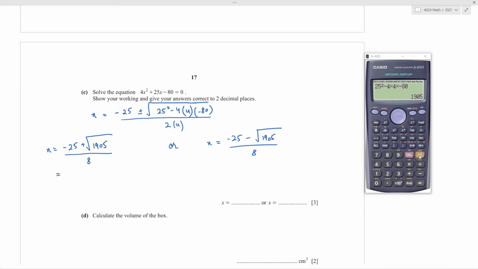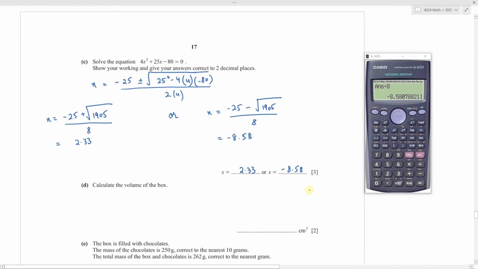So minus 25 plus square root of 1905 and then divided by 8. So this is 2.33 up to 2 decimal places, and minus 25 minus square root of 1905 divided by 8. So this is 8.58, negative 8.58 up to 2 decimal places. So 2.33 or minus 8.58.